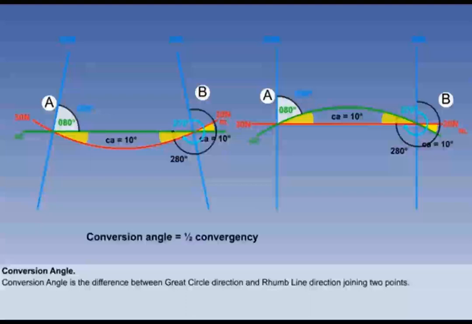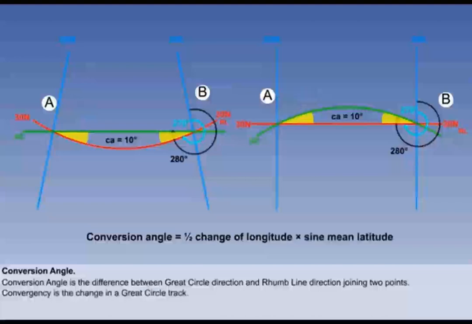This gives us the formula for conversion angle. It is half convergency. Conversion angle is half the change of longitude times the sine of the mean latitude. Don't get these two mixed up. Convergency is the change in a great circle track. It has nothing to do with rhumb lines. Conversion angle is the difference between the initial or final great circle track and the rhumb line track.